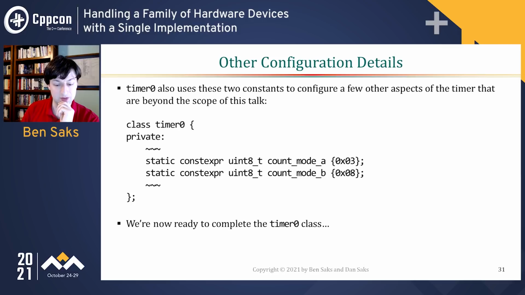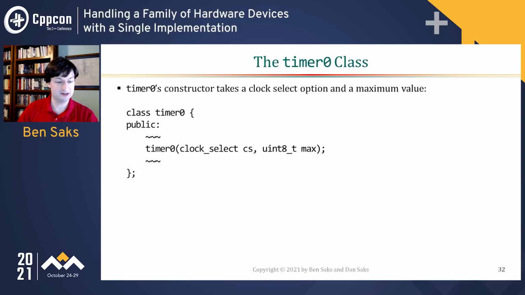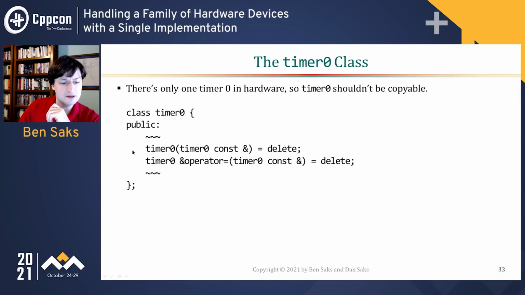All right, so now let's take a look at the timer 0 class. Timer 0's constructor takes a clock select option and a maximum value. We saw this earlier. This is what the user will specify. There's only one timer 0 object in hardware. There's only one piece of hardware for it. So we probably don't want timer 0 to be a copyable object. Makes sense to turn those operations off because copying it should never happen.